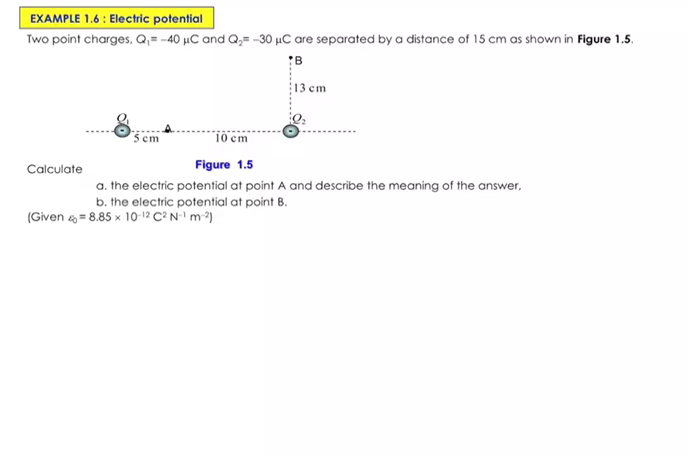Example 1.6, electric potential. Two point charges Q1 equal negative 40 microcoulomb and Q2 equal negative 30 microcoulomb are separated by a distance of 15 cm. Calculate A, the electric potential at point A, and describe the meaning of the answer. B, the electric potential at point B. Now, write down all the information given.